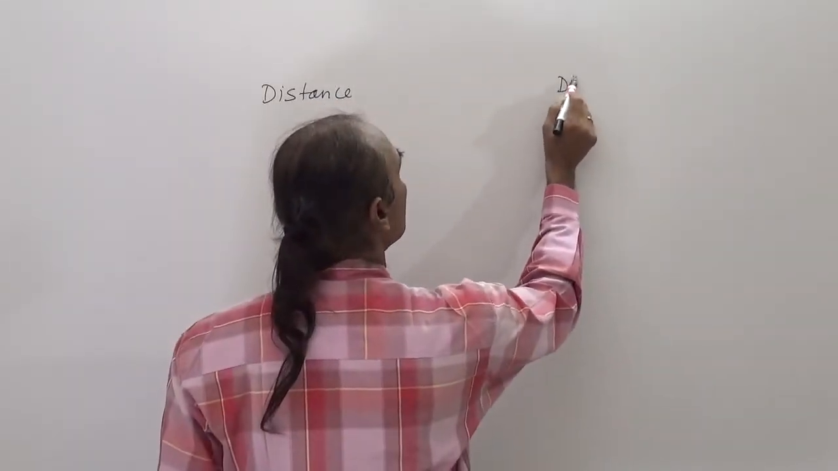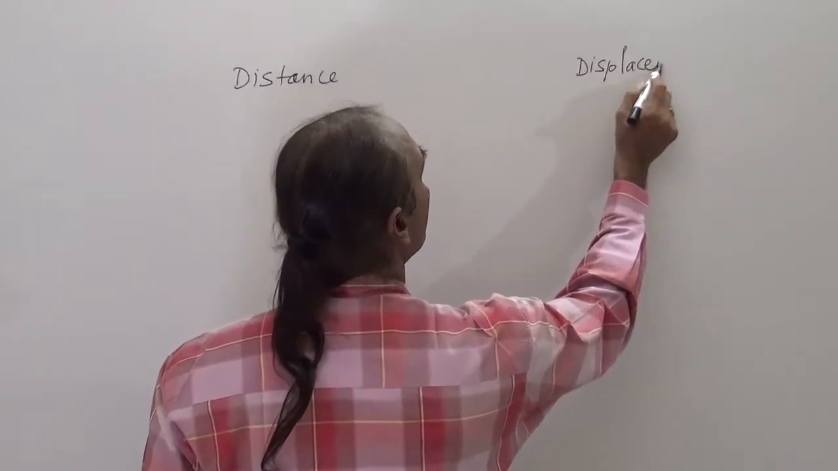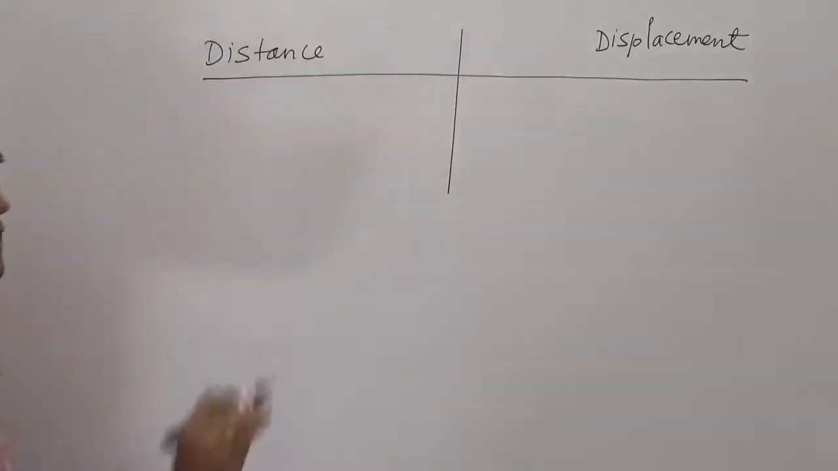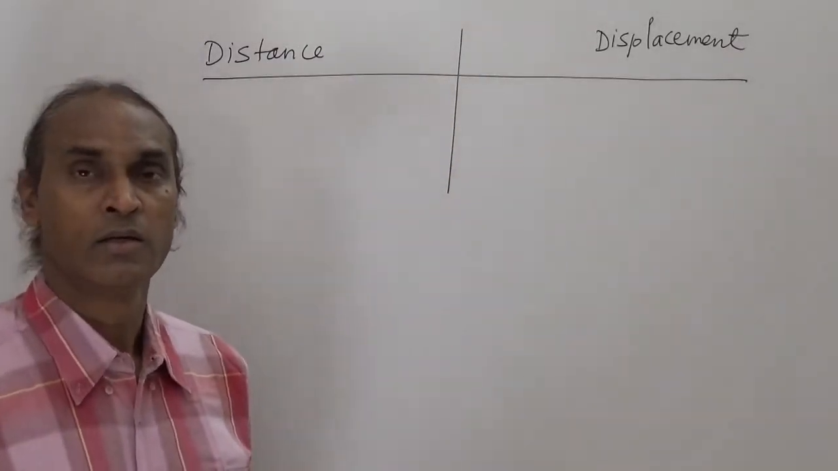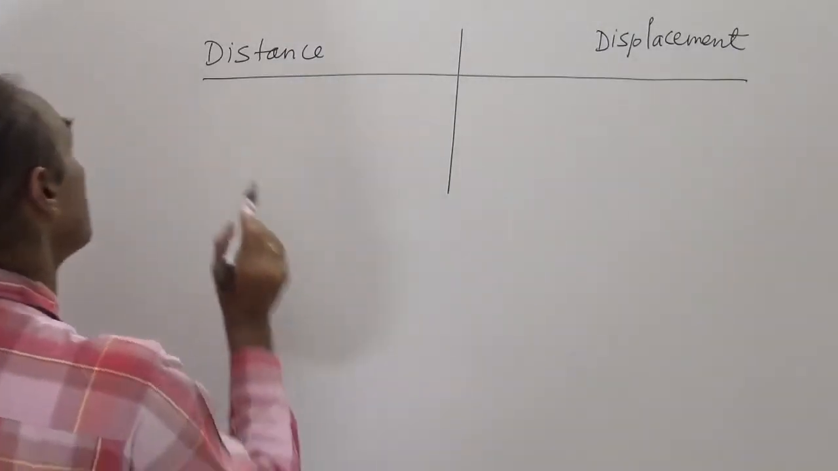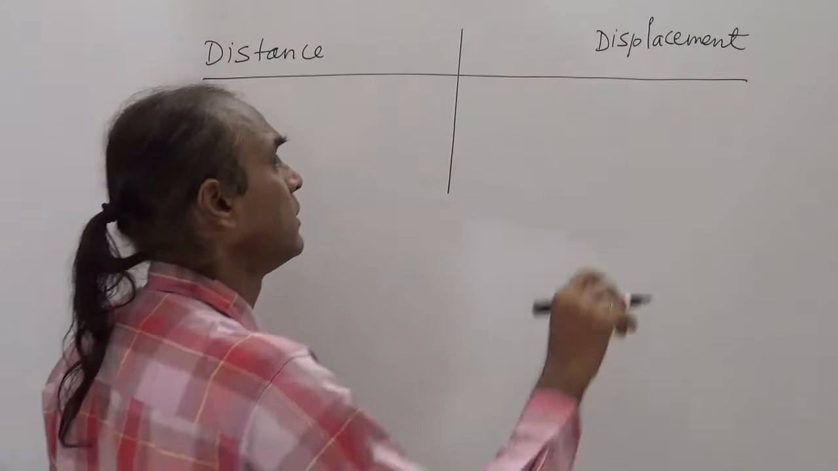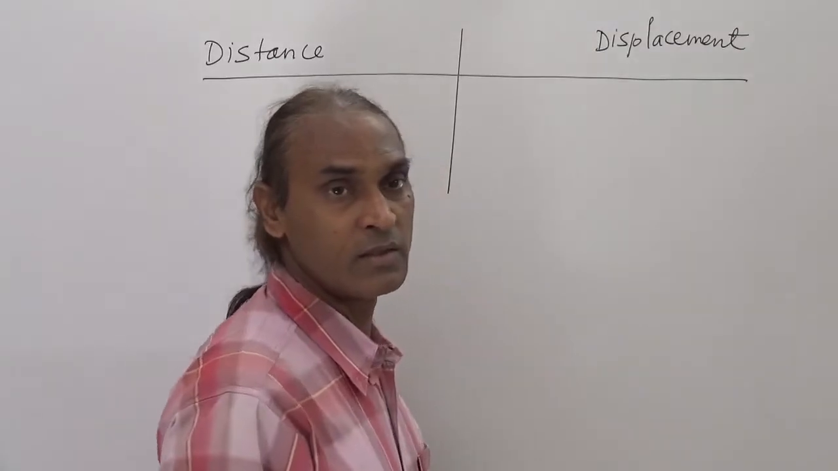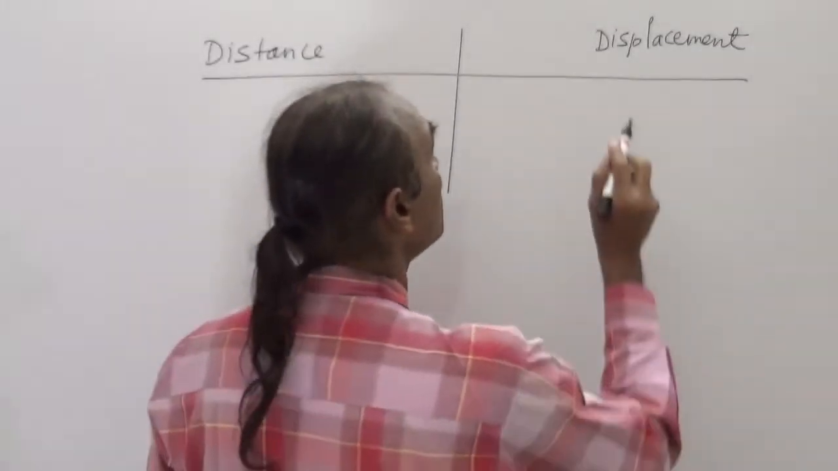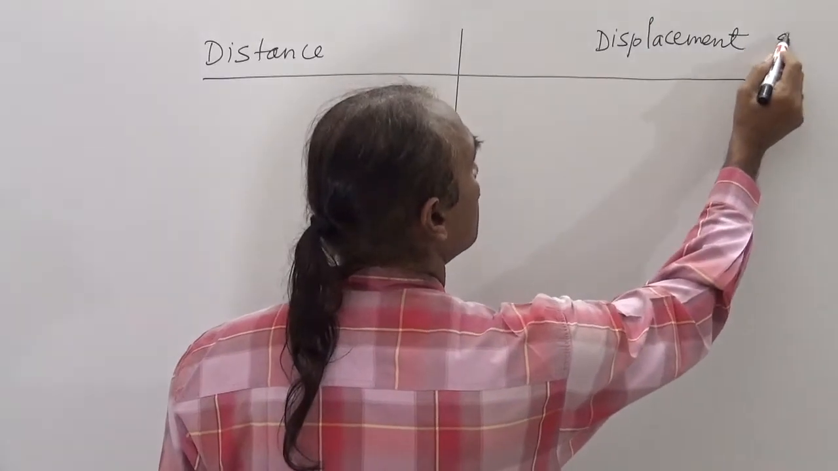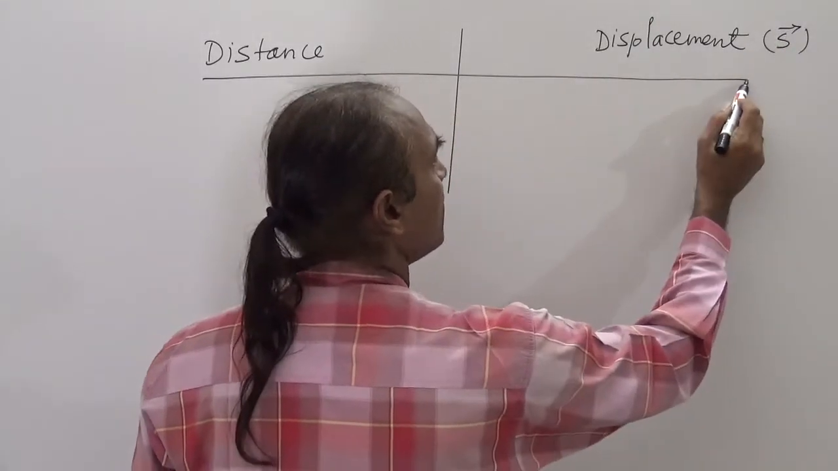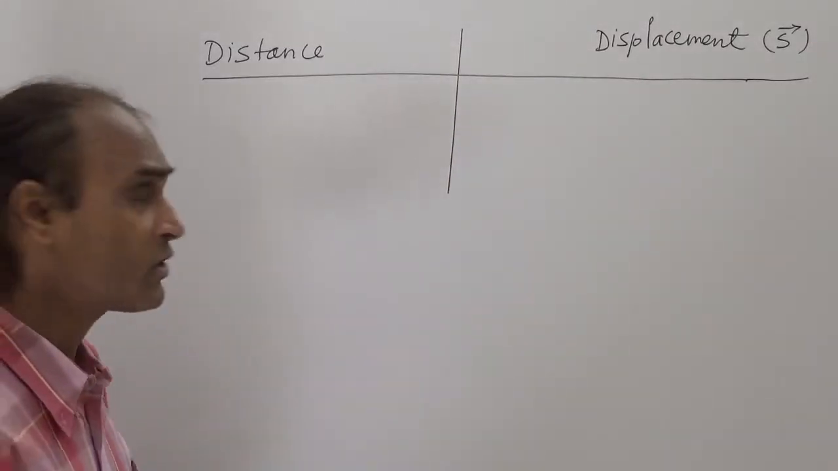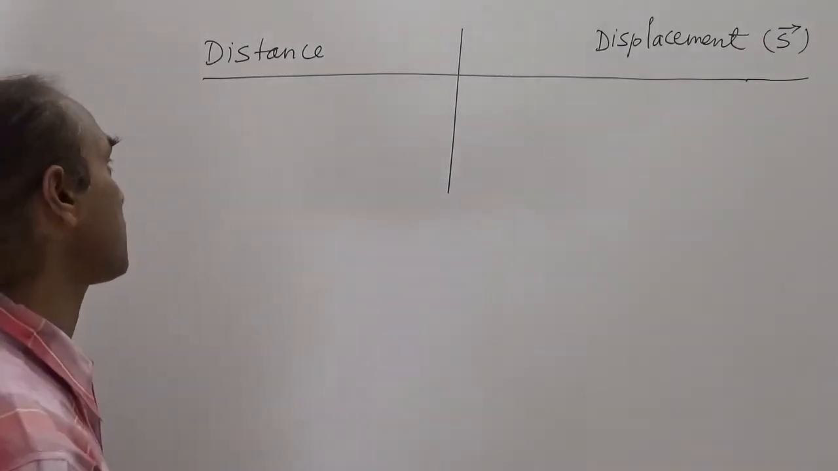Distance and displacement. Even though these two things will be discussed in the chapter of kinematics, without referring to distance and displacement, we cannot start the vector and the vector addition, because for vector addition, the displacement vector is the fundamental entity. It's a fundamental factor to start vector operations, the addition and subtraction of vectors.